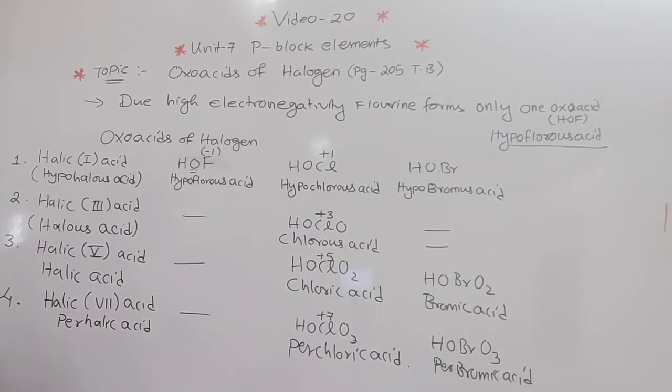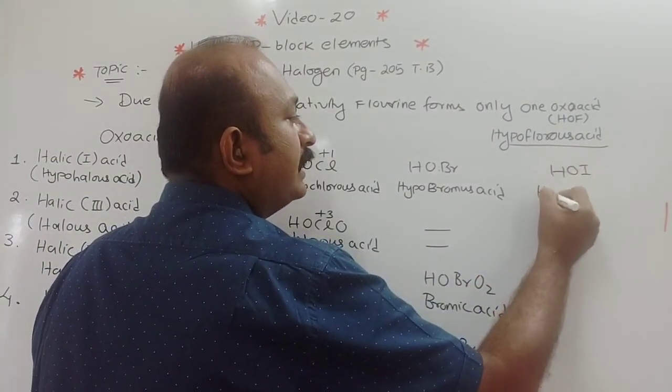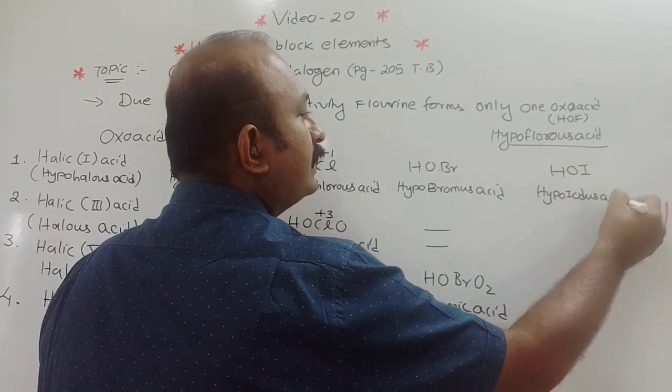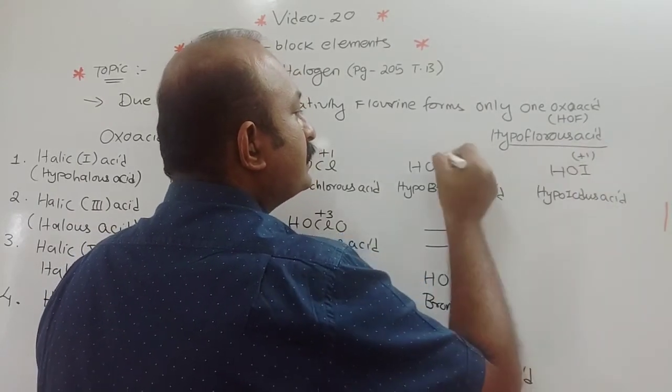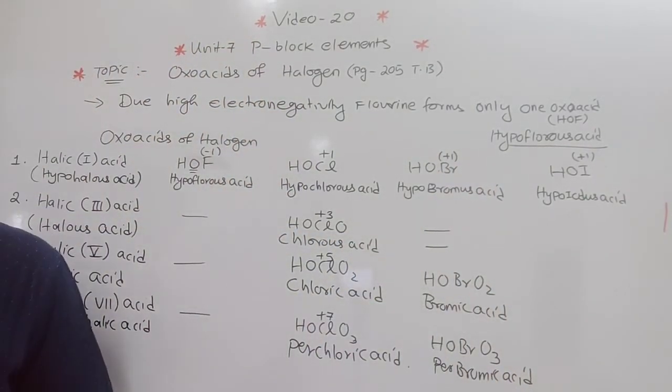Now, the next one is iodine. So, it is HOI, that is hypoiodous acid. Clear? In this also, plus 1 oxidation state. Okay? Now.